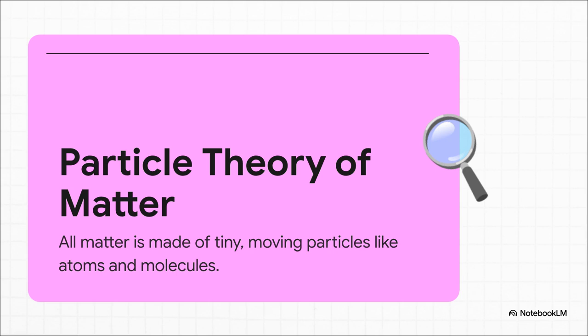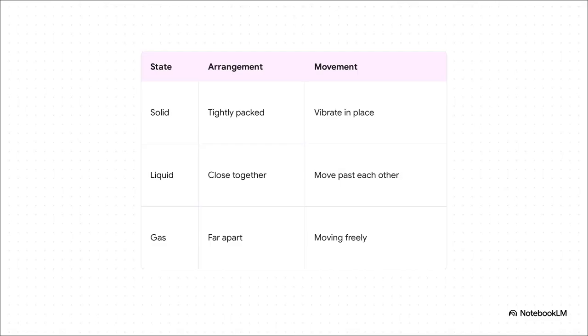buzzing with invisible activity. Now, the behavior of these particles shifts drastically depending on whether we're talking about solids, liquids, or gases. In a solid, particles are packed tightly together. Since they're so cramped, their movement is super limited. They mostly just vibrate right there in place. In a liquid, they're still close, but they're loosely packed enough to actually slide and move past one another. And in a gas, total freedom. They spread way out, moving rapidly and randomly in every single direction.